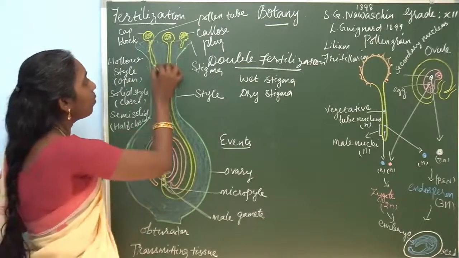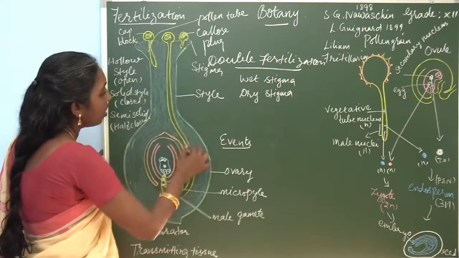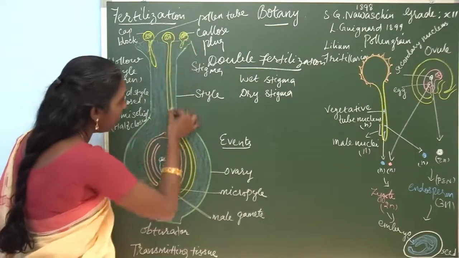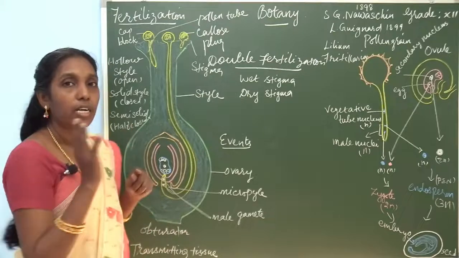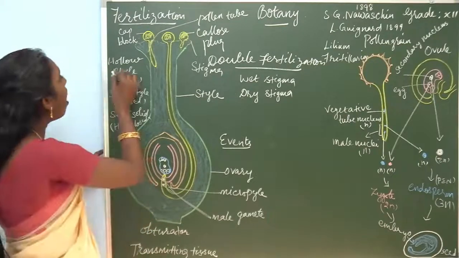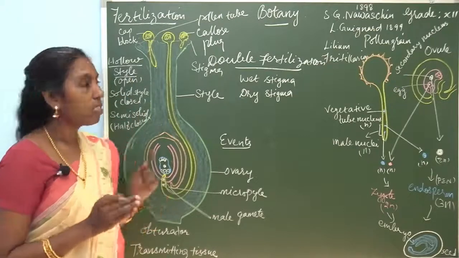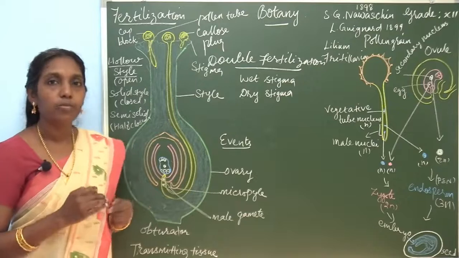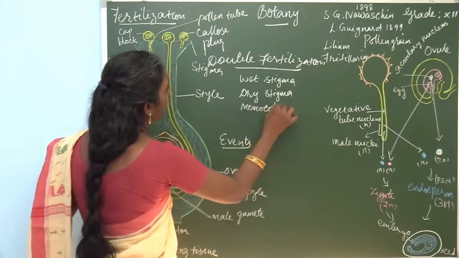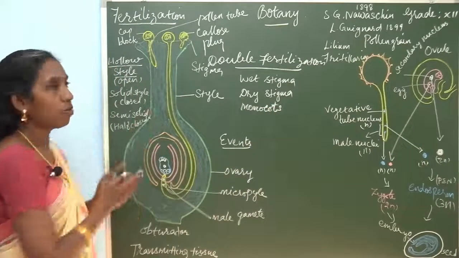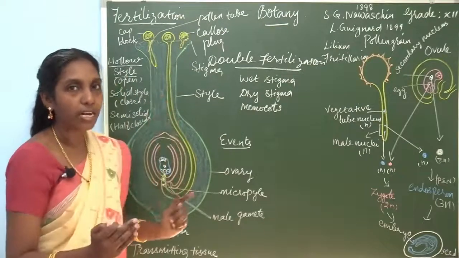Then, as soon as the pollen tube germinates, it starts to grow along the length of the style. There are three different types of style. The first type is the hollow style, also named the open style, which is observed in monocots. This is the style region. In the style, there is a hollow canal.